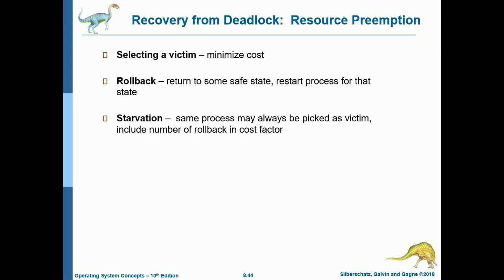Okay, another one is resource preemption. So you have to select a victim, to minimize the cost. Then rollback: return to some safe state and restart the process from that state. And starvation: the same process may always be picked as the victim, so include the number of rollbacks in the cost factor.